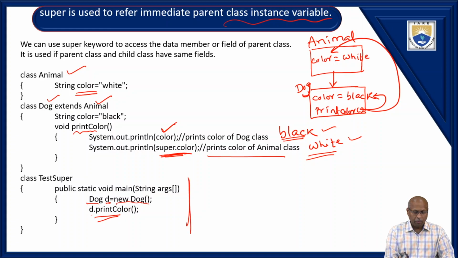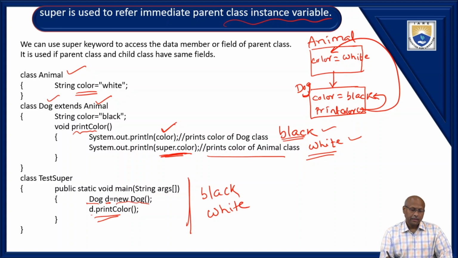So if I execute the program, what is the output? The output is black as well as white. So this is the way it works. Try to know that a child can utilize its own data as well as its parent's data. Generally, to avoid confusion, whenever you have the same name in parent as well as in child, to distinguish parent versus child, you have to use the super keyword.